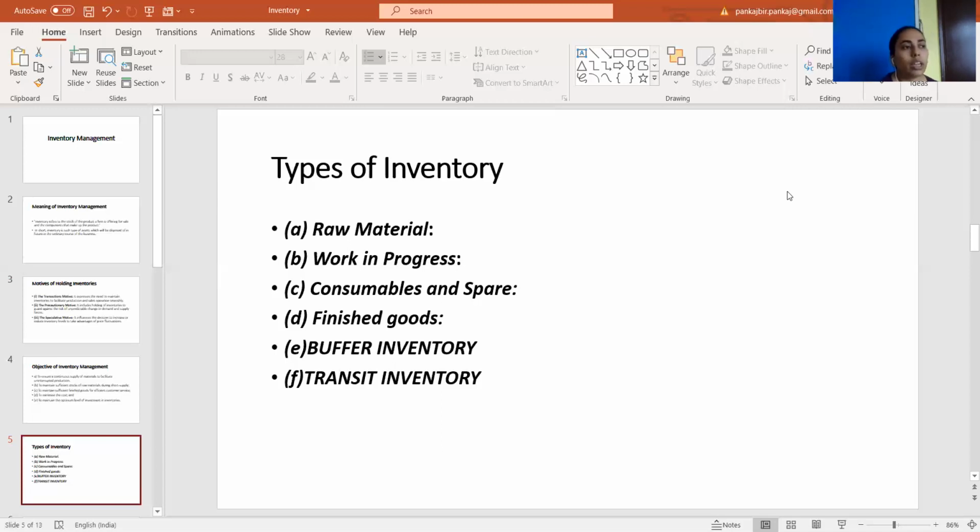It could be the inventory of raw material which the supplier has transported to your organization, and your production house has not received it yet. So it is called transit inventory. As well as in the case of finished good, when it is transported by your production firm and has not yet reached the supplier, it is also known as transit inventory. So these are the various types of inventory.